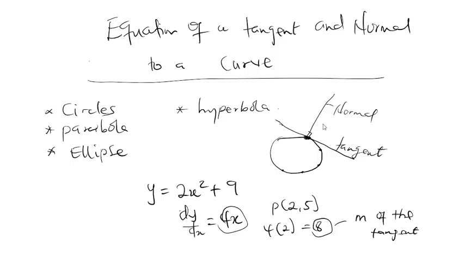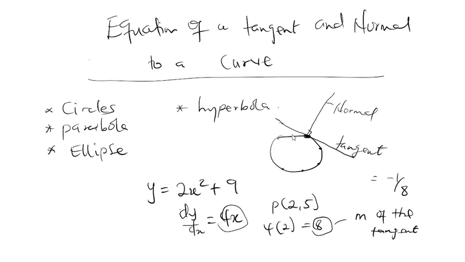Now you see that we said that this normal here is perpendicular to the tangent. So what happens to the gradient of perpendicular lines, right? The negative reciprocal of the gradient of the tangent will give you the gradient of the normal. So it means that from here, the gradient of the normal will be negative 1 on 8. Right. So the normal is perpendicular to the tangent at the point of contact, or the point of tangency. Right.